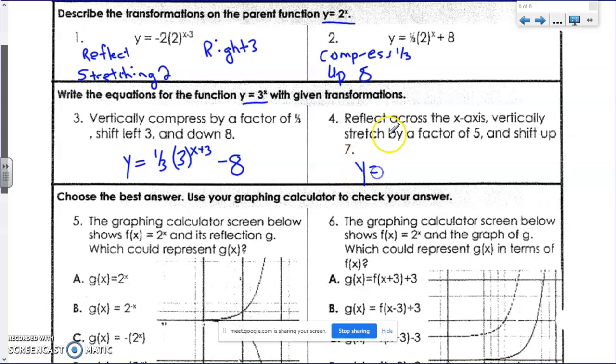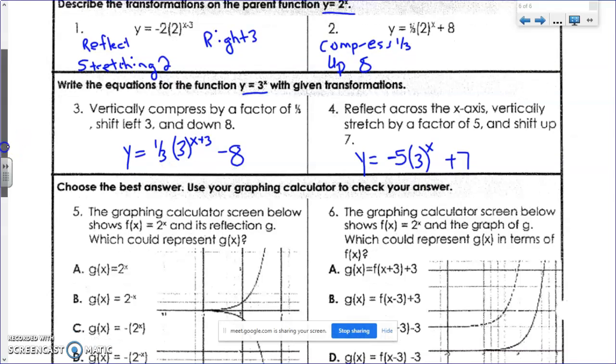Okay, so we have a reflect across the x-axis, so that's going to be a negative. Vertically stretched by a factor of 5, so that's my A. And then my parent function is 3. And then up 7. So where's the 7? With the x or out here on the side? Out on the side. So plus 7. Good? Okay, let's look at number 5.